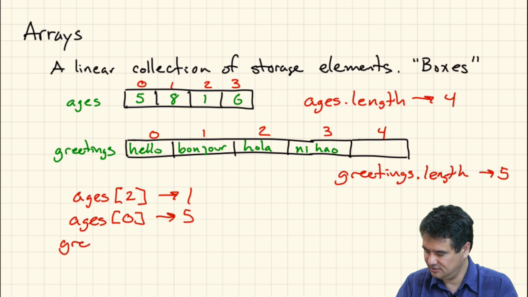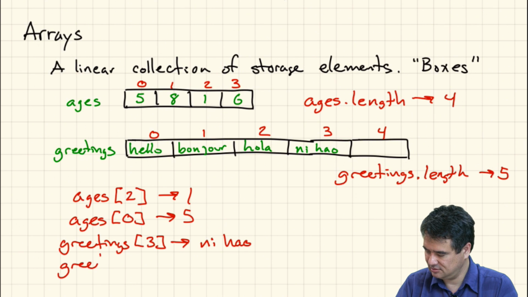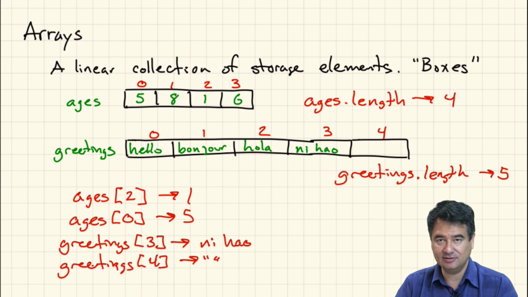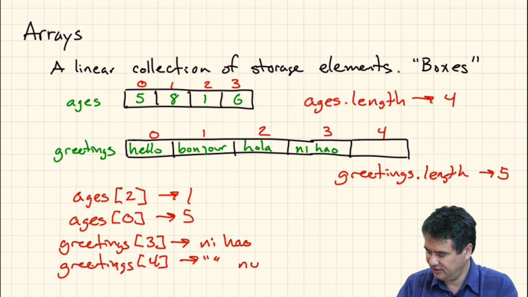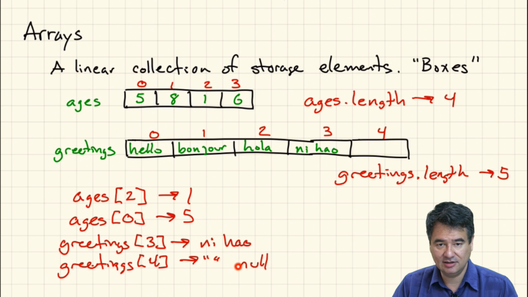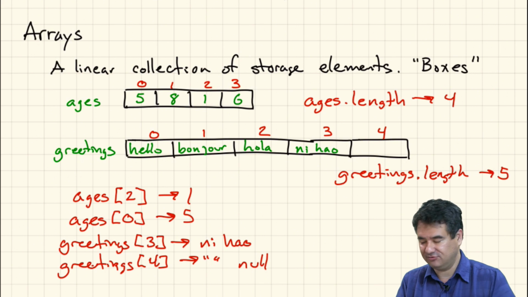If I say greetings bracket 3, that'll be this string. And greetings bracket 4, now depending upon what's actually stored in that box, it could just be the empty string, 2 double quotes, could also be the value null, indicating that actually nothing is stored in there at all. These two actually are different things. This is the absence of any string at all being stored in that box. And this is the empty string. It's a string, but it has nothing in it. It's a string of length 0.